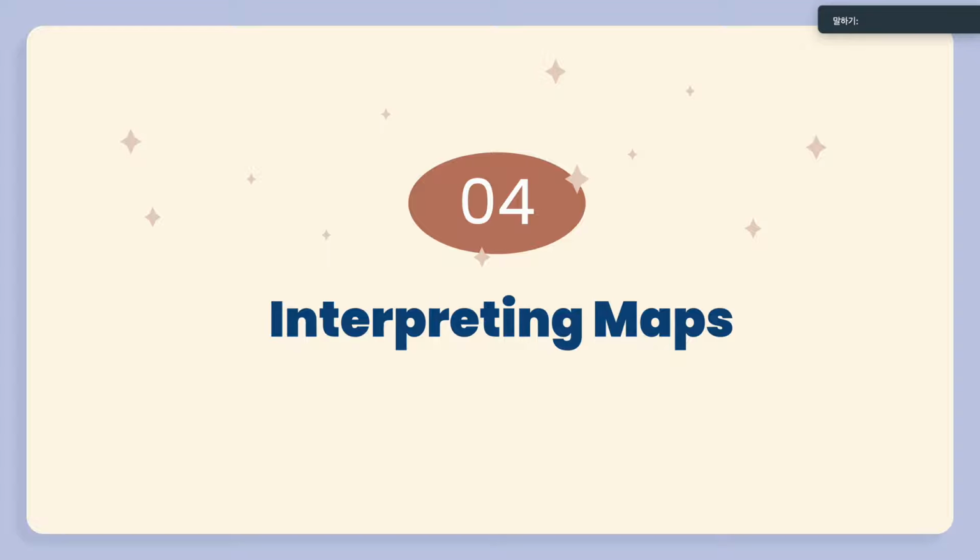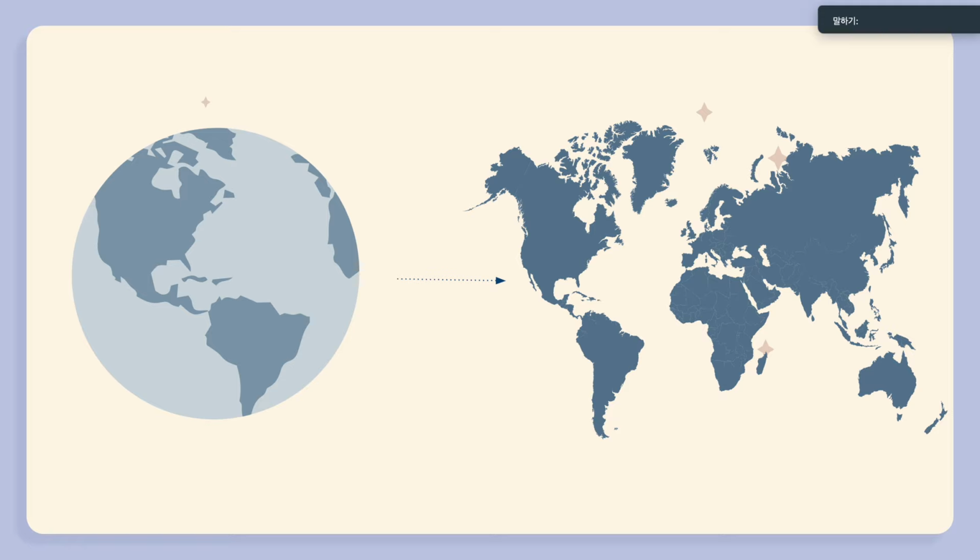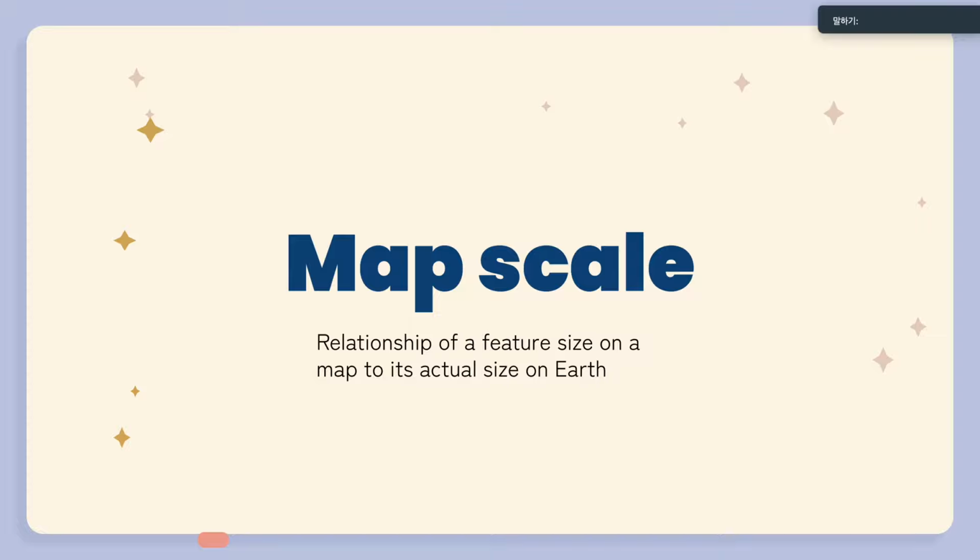And now let's learn about contemporary maps. Depicting the globe's spherical shape of the world on a single paper is impossible. Therefore, map makers use map scales, which is the relationship of feature size on a map to its actual size on Earth, to present Earth in a smaller way. And there are 3 ways of doing this.